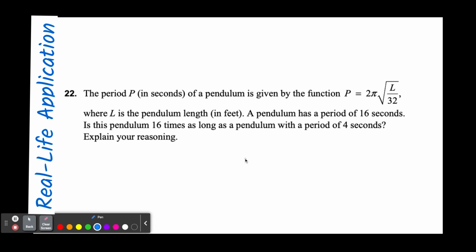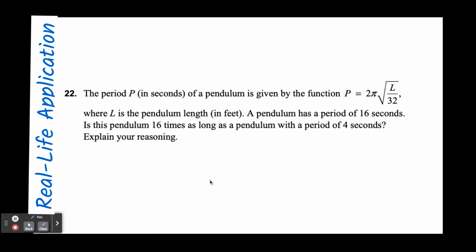Basically, the period p in seconds of a pendulum is given by this function: p is equal to 2 pi times the square root of L over 32, where L is the pendulum length. A pendulum has a period of 16 seconds. Is this pendulum 16 times as long as a pendulum with a period of 4 seconds? Explain your reasoning. Well, we're going to need to do a couple of calculations.